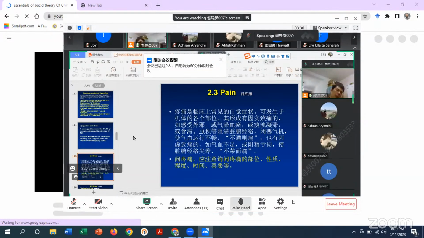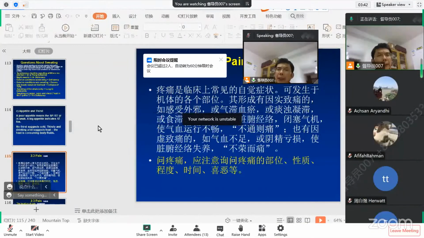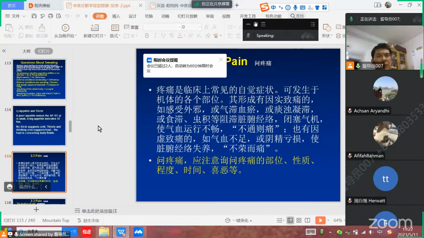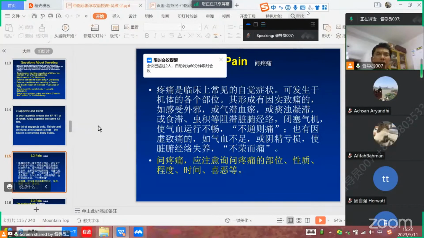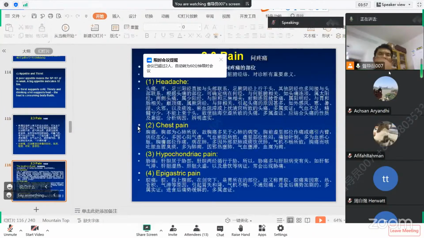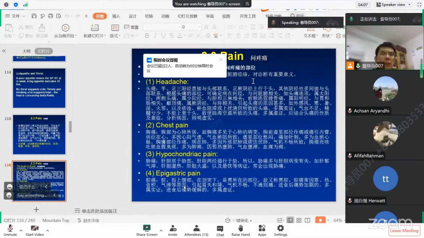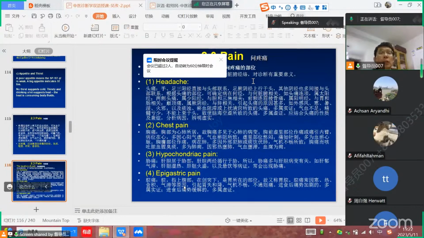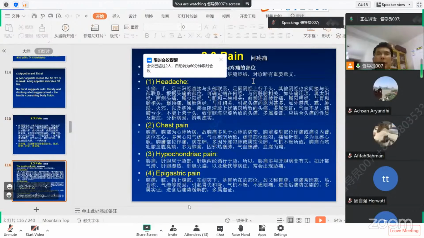So for pain, we should ask, for example, the location of the pain. Where is the pain located? That is what we should ask first. Second is the nature. What is the nature of the pain? Location: which area, regarding which organs or which meridian. It is important to the diagnosis of the pain.